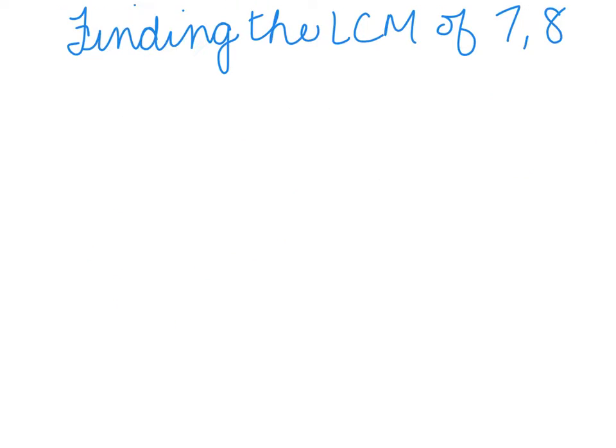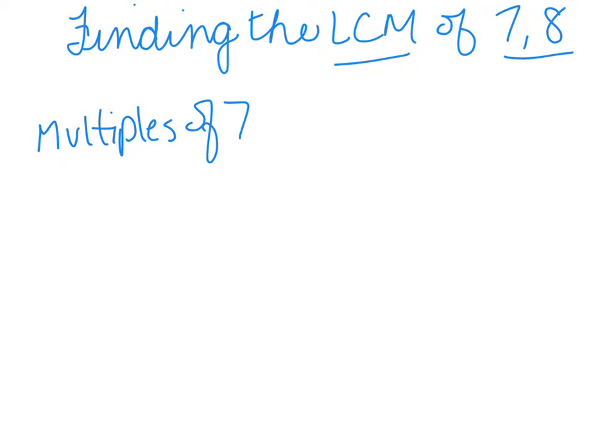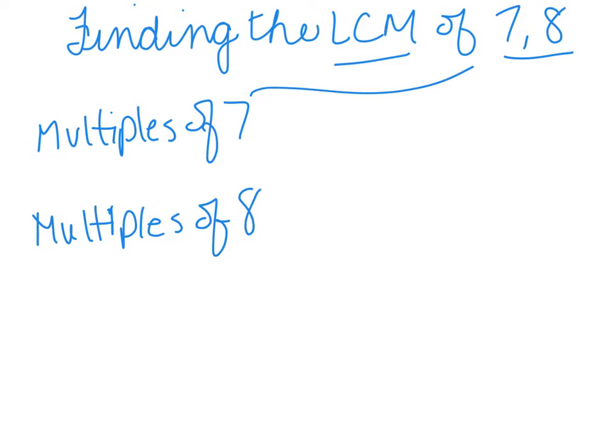Okay. So if you're asked how would you find the least common multiple of 7 and 8, well, you're going to write it out. You'll write out the multiples of 7, and then we'll do the multiples of 8. I'm not going to draw a line, but you get what I'm doing.